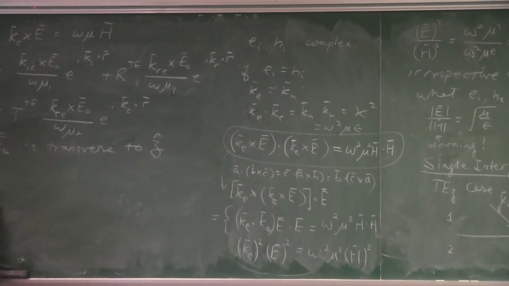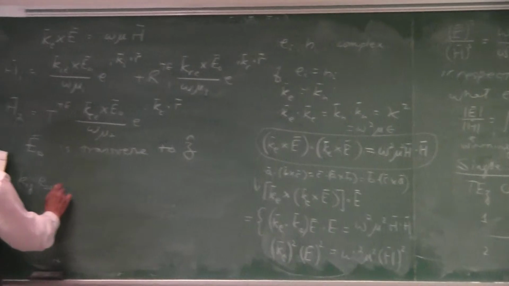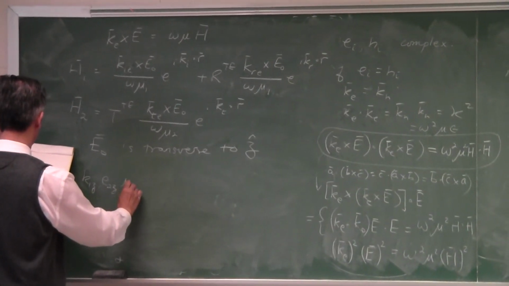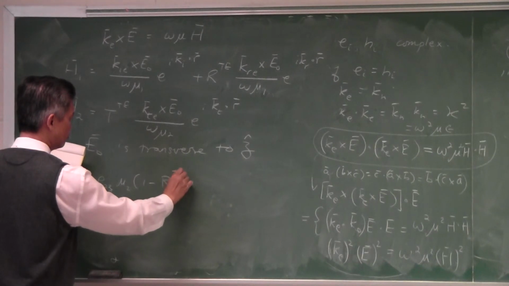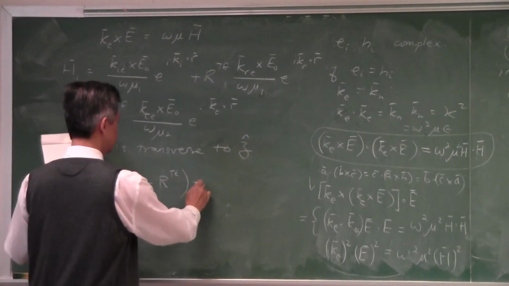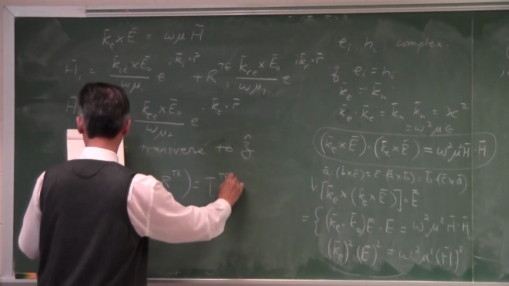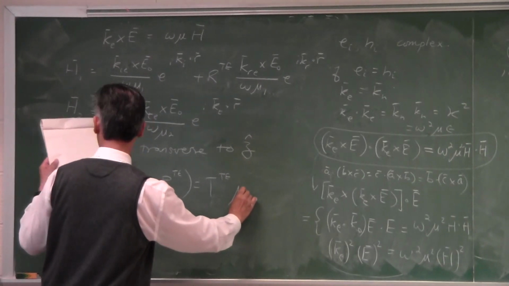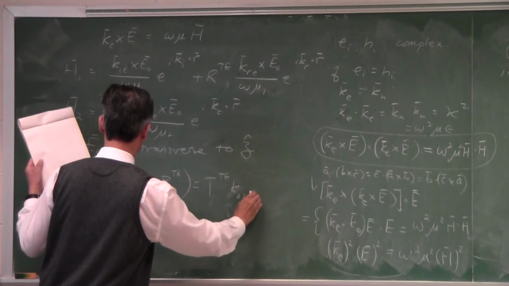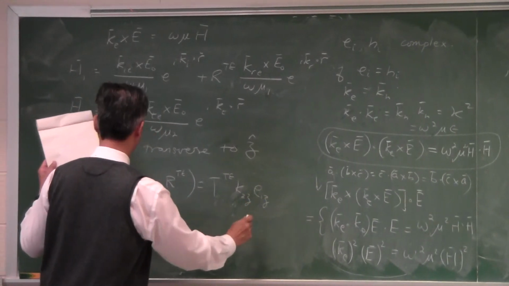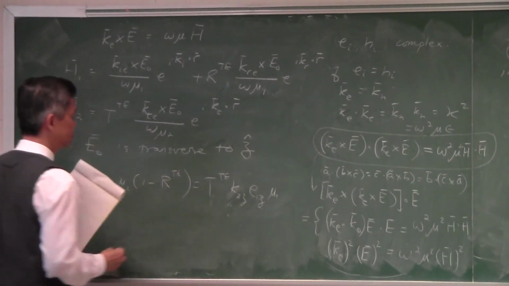I'll just write down the equation, okay? I can explain to you why it becomes like that. It's equal to T, TE, K2Z, E1Z, mu1. Okay.